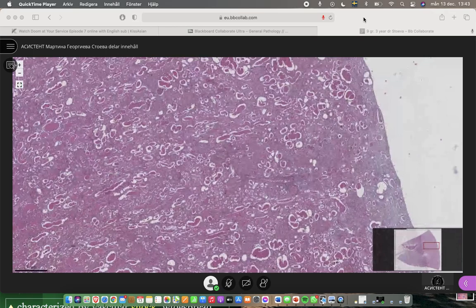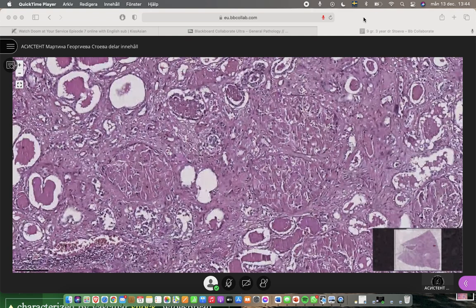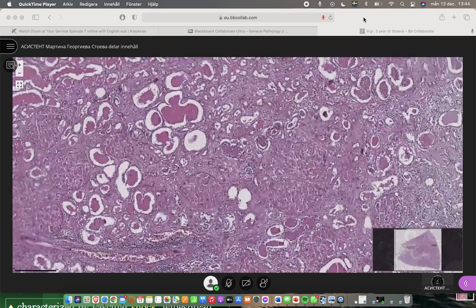The Bowman space looks obliterated because of the fact that the glomerular tuft is enlarged due to the deposition of the homogeneous pinkish material in the interstitium between the capillaries. Exactly, this is the amyloid. Note that the size of the glomeruli here is enlarged compared to the previous slide in hyalinosis, where the size of the glomeruli is decreased compared to the normal ones. Here, the glomeruli are enlarged.